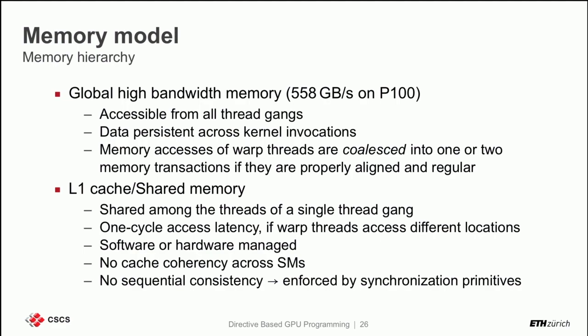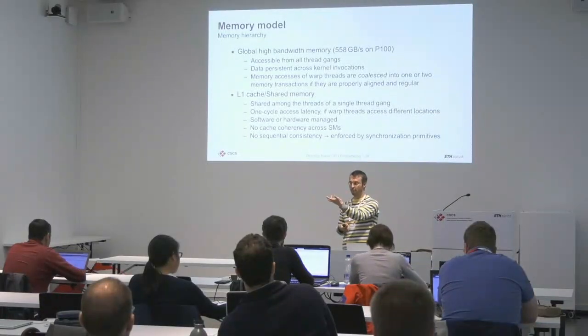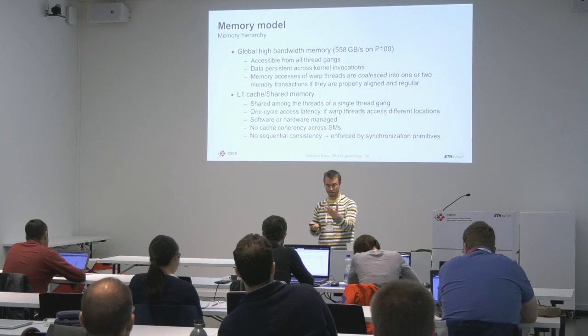And there's also no sequential consistency, so you have to synchronize your threads with special directives to make sure that some memory operations have occurred to that memory. But these are details. I'm just going through them just to give you an idea of the architecture, because in profiling you might see all those things. In OpenACC those are hidden, but that's the idea.